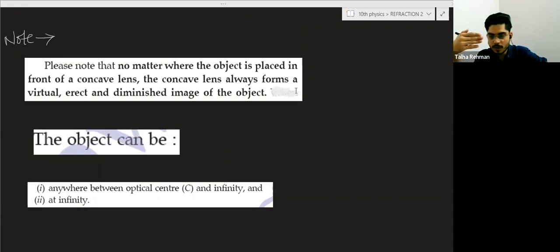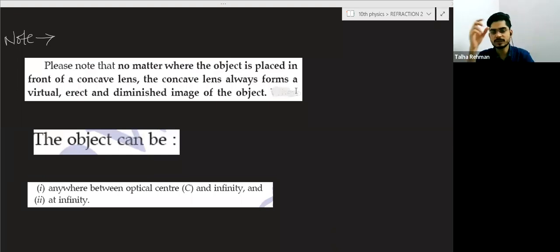Now, suppose you have the concave lens and you are placing the object in front of the concave lens. So, suppose this is your concave lens, and your object is here.